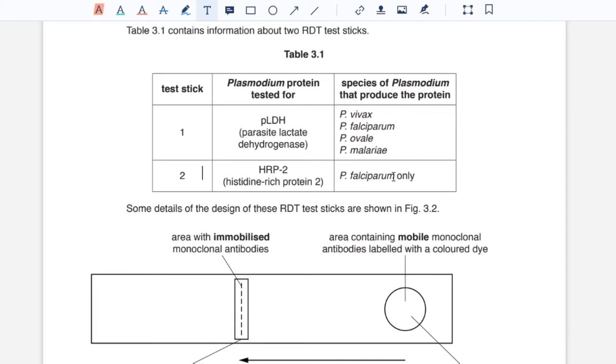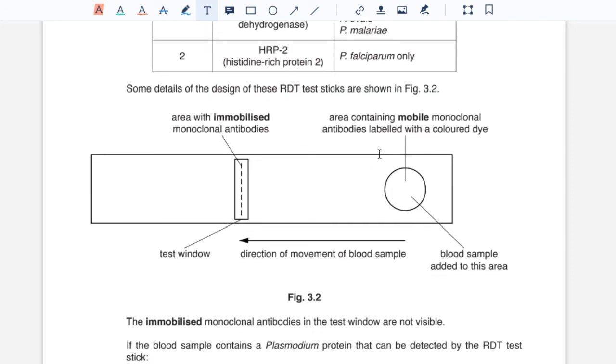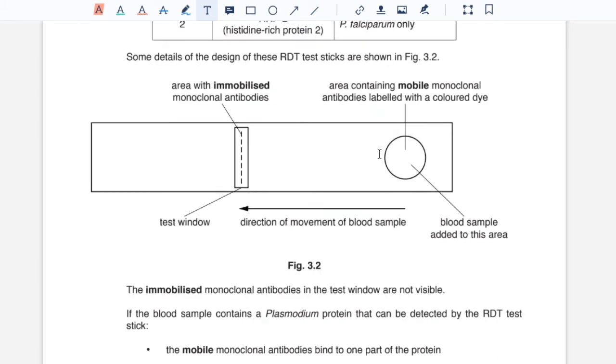which means that if a person is infected with any species other than the Falciparum, the results would be negative, whereas the results would be positive using test stick 1 if the person was infected with any of the 4 Plasmodium species. Some details of the designs of these RDT sticks are shown in figure 3.2.